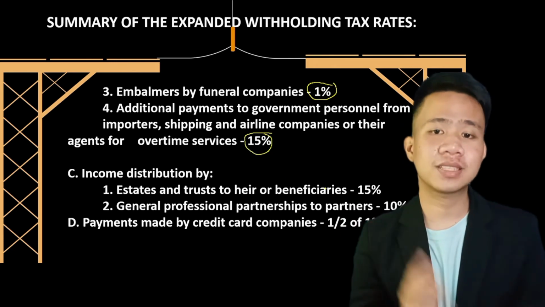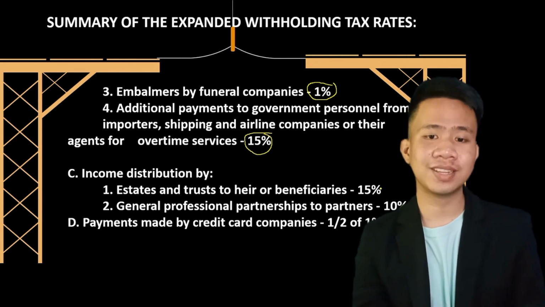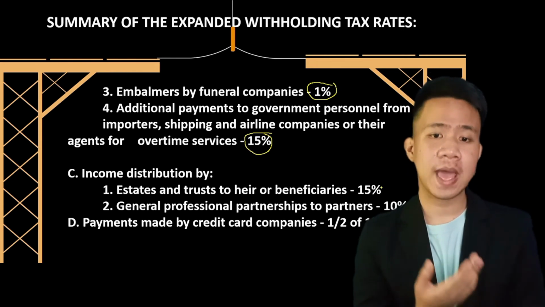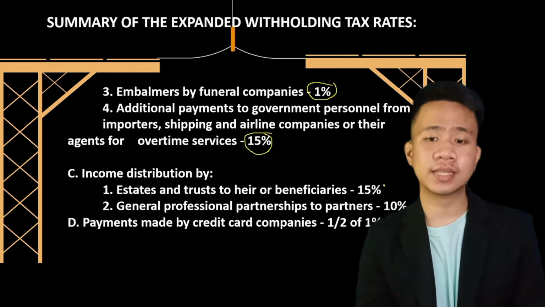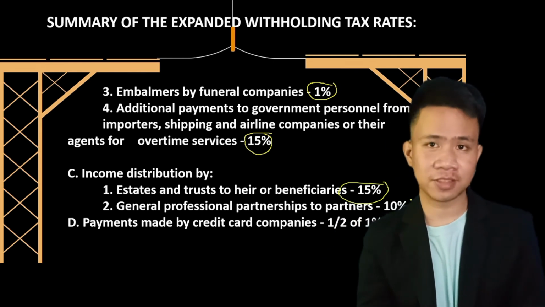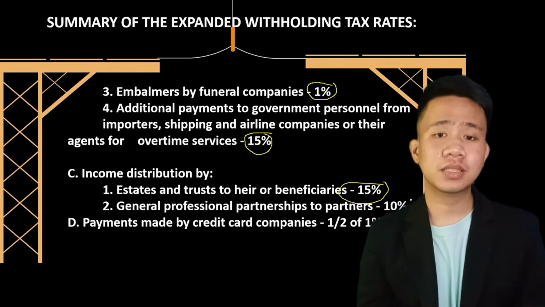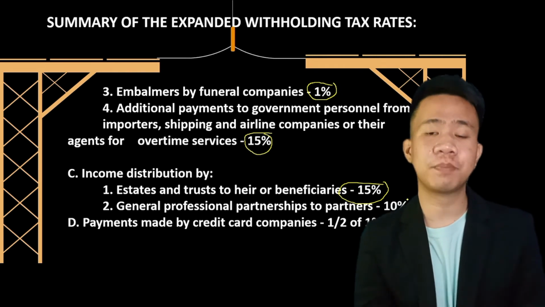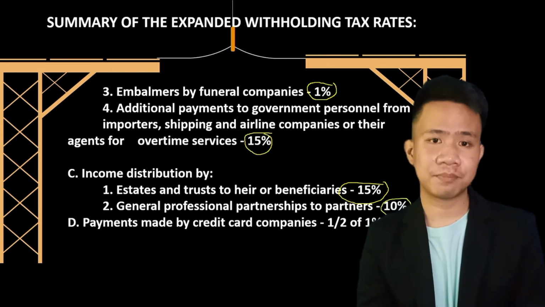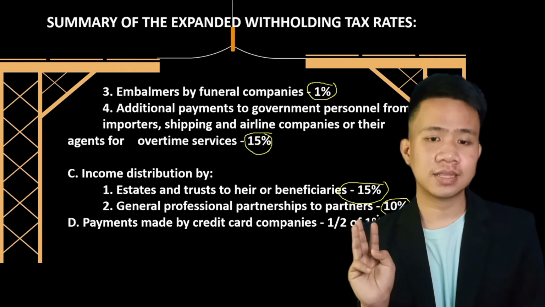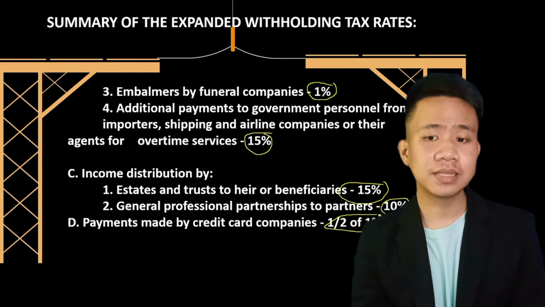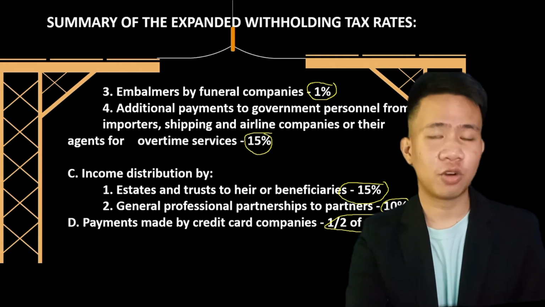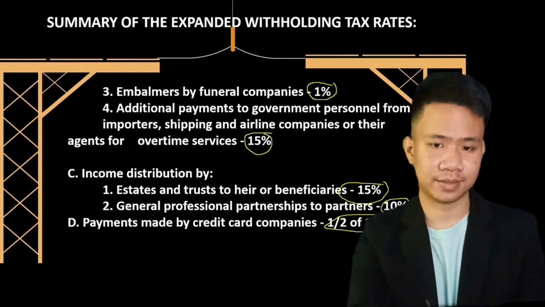The letter C of the summary of expanded withholding tax rate is the income distribution by these two. The first is the estate and trust to heirs and beneficiaries is 15%, while the income distribution by general professional partnership to partners is 10%. The last is the payments made by credit card companies is 1% or one half of 1%.